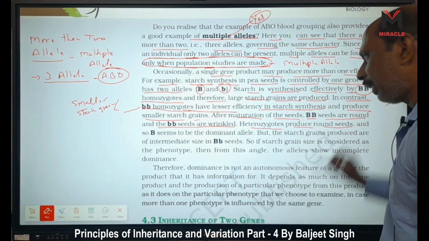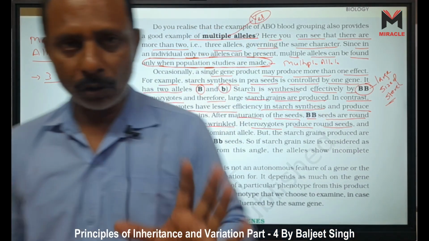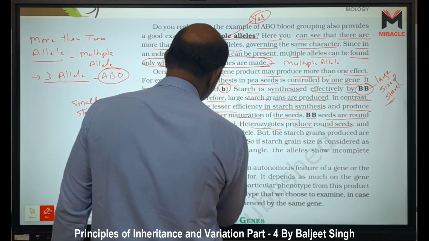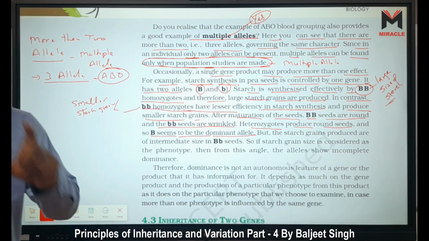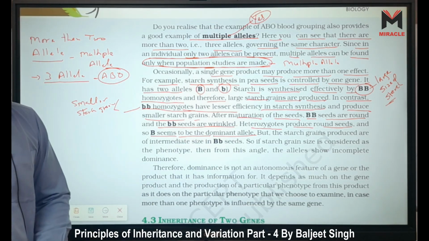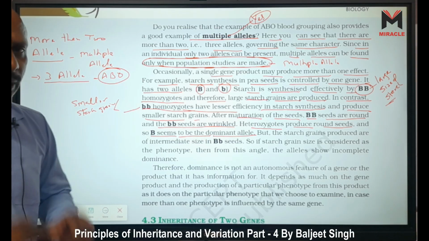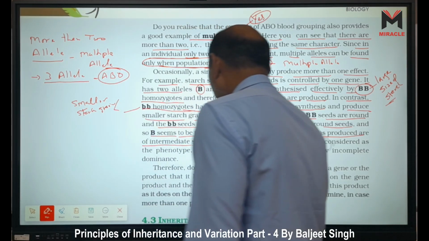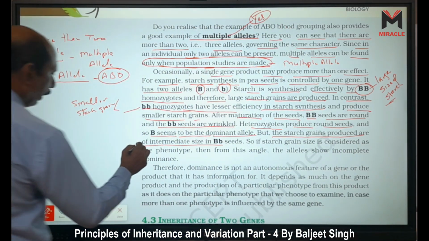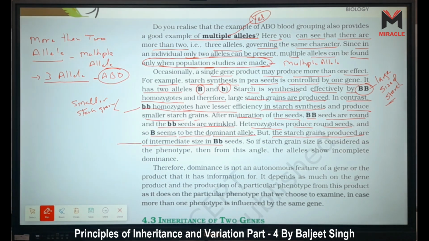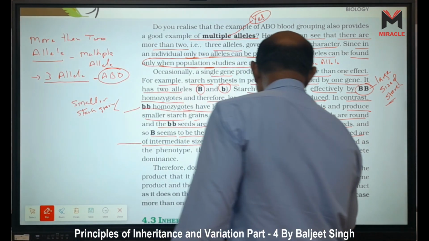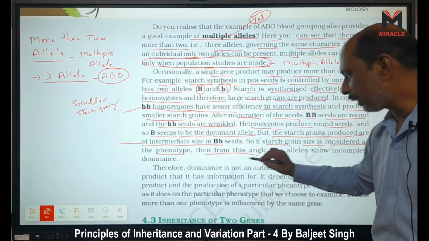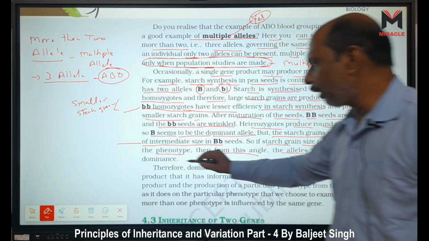Heterozygotes produce round seeds. It is not intermediate. Round seeds, so capital B seems to be the dominant allele. When we consider the seed shape, we can say capital B is dominant over small b. But the starch grains produced are of intermediate size in capital B small b. So if starch grain size is considered as the phenotype, then from this angle, the alleles show incomplete dominance.